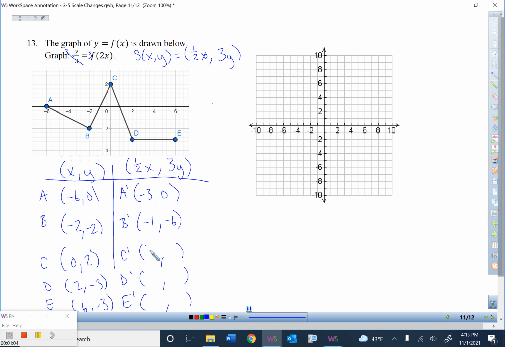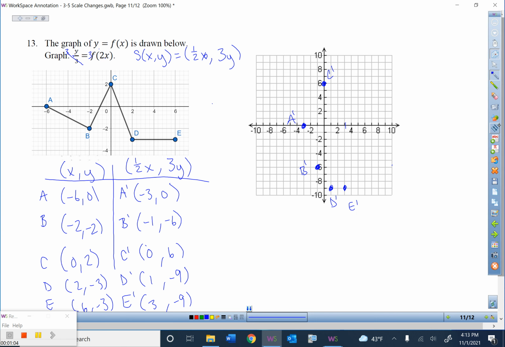All right, hopefully you got 0, 6, and then 1, -9, and then 3, -9. And we'll just go plot those points over here. -3, 0 gets to be our A prime, and you do want to label that on your picture. -1, -6 is our B prime. 0, 6 up here is C prime. 1, -9, D prime, and 3, -9 is E prime.